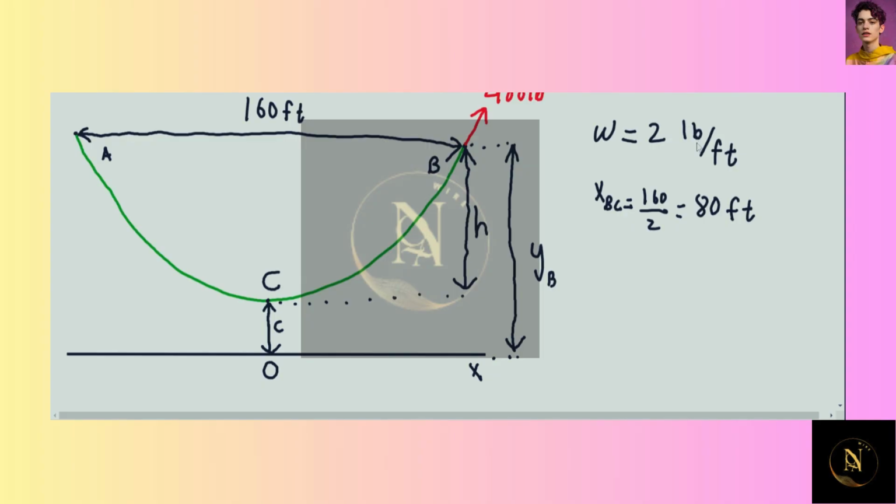feet. And we can also find the length from point B to point C in the x direction by using the given length of 160, dividing it by 2, and getting a length of 80 feet. So we're going to start this problem by finding what this length is here, y of b, and we can use that value to help us solve for the value of h.